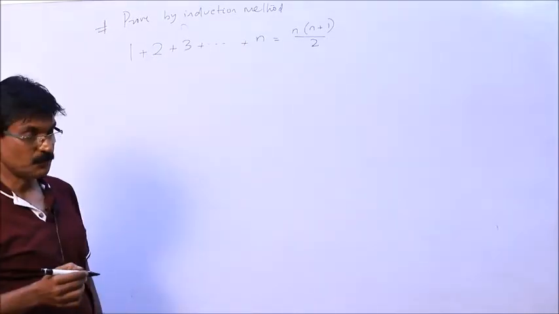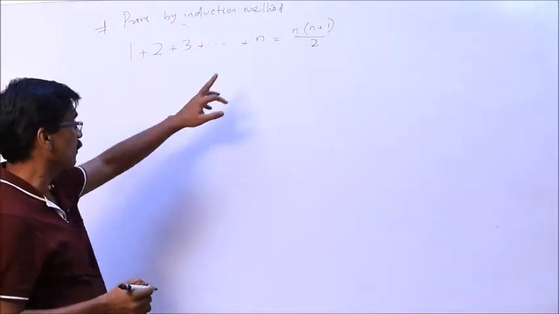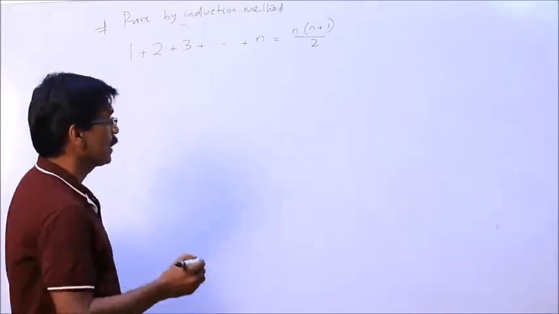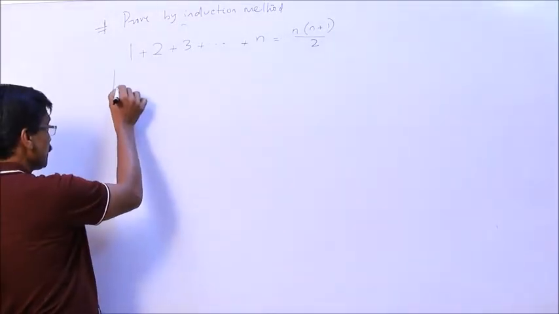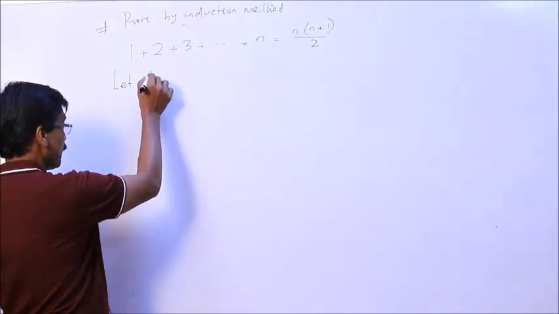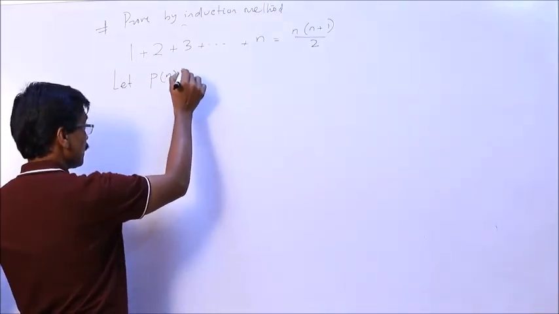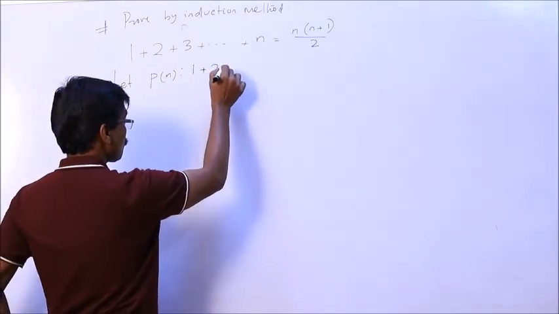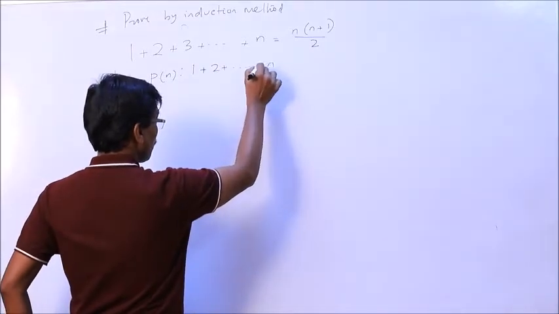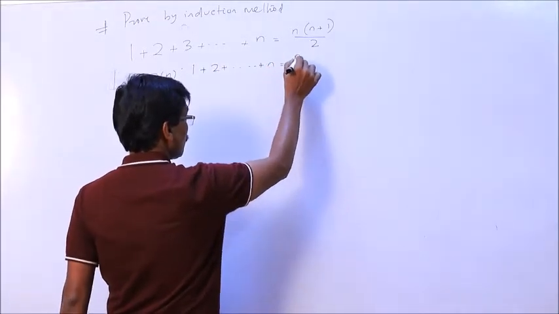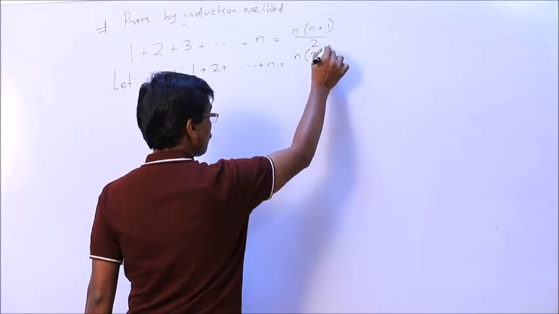So, here we prove by induction method because it involves a variable n. First we assume let P(n) be the statement 1 plus 2 plus 3 up to n is equal to n into n plus 1 by 2.